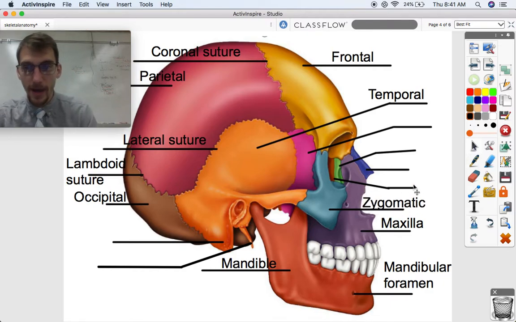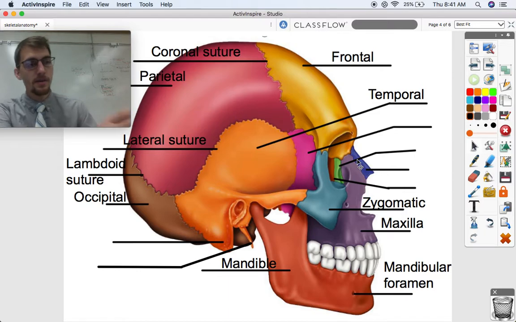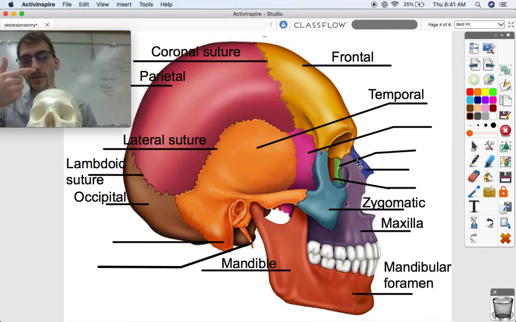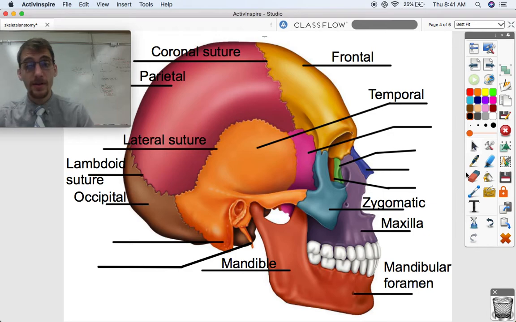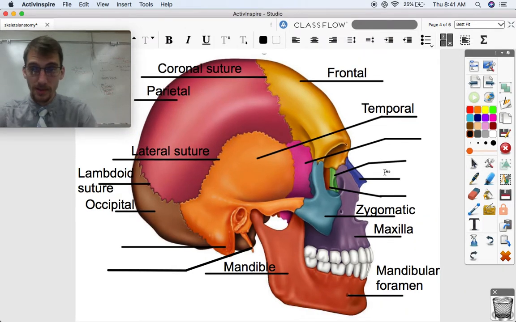So there's your zygomatic bone. All right. From there, I'm going to skip ahead just a little bit. This bone right here helps make up your nose. The most anterior part of your nose is made up of hyaline cartilage, but there is a portion of it that is bone, so thus it is called the nasal bone.